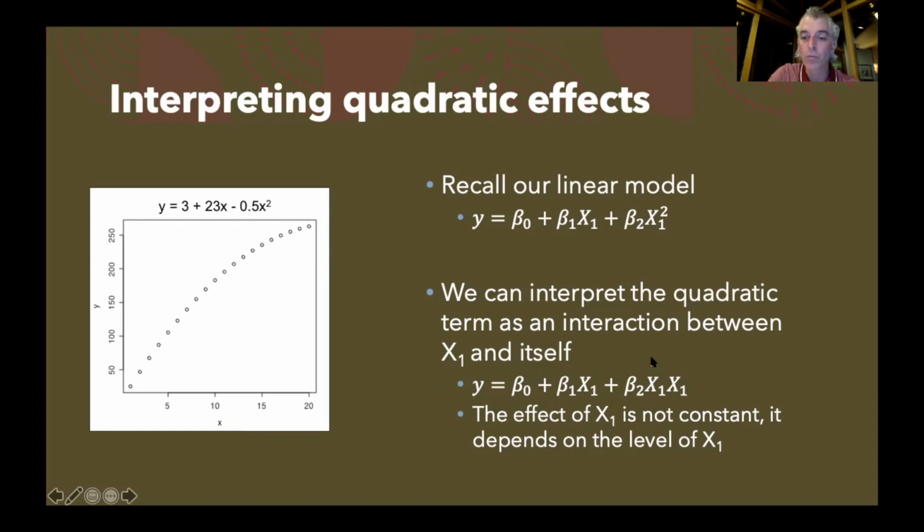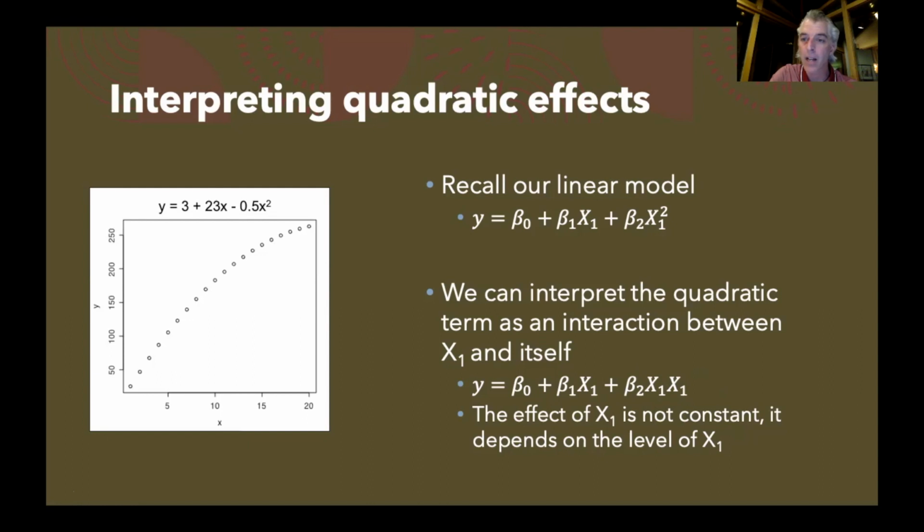But what I want you to realize is that when we expand out x squared into its components, meaning x times x again, I think what you can see is that this is exactly the same as our notation for a statistical interaction.